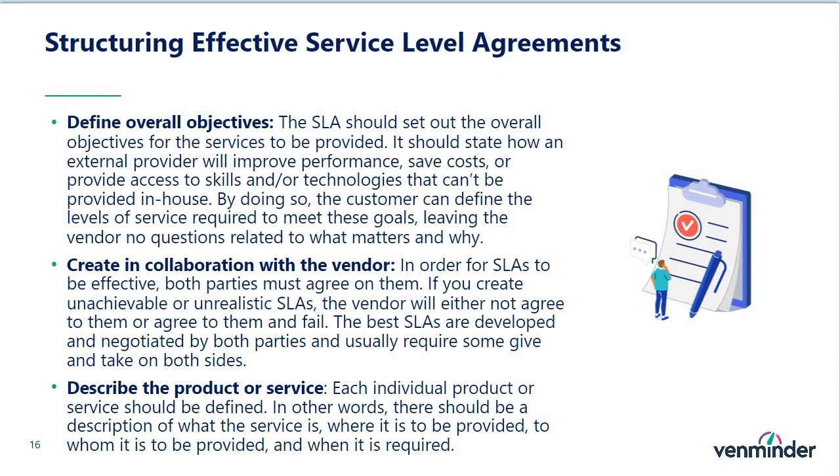Okay, how do we make our service level agreements effective? How do we structure them? Well, the first thing is we want to define those overall objectives. We want to connect the dots back for the vendor. We want to leave them no questions as to why what they're doing matters. The next thing is we always want to create those service level agreements in collaboration with the vendor. So if you go off and create some unachievable SLA, one of two things is going to happen. The vendor's either going to sign up for it and miss it, or they're not going to sign up for it. And that doesn't put you in a very good position.